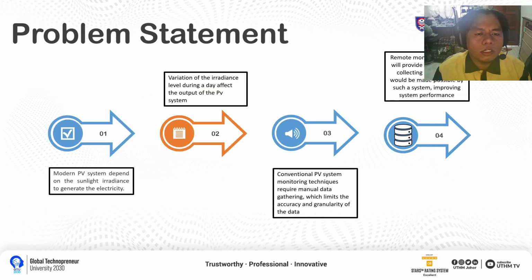For the problem statement, modern PV systems depend on sunlight irradiance to generate electricity. Variation of irradiance level during a day affects the output of the PV system. Conventional PV system monitoring techniques require manual data gathering, which limits the accuracy and the granularity of the data.